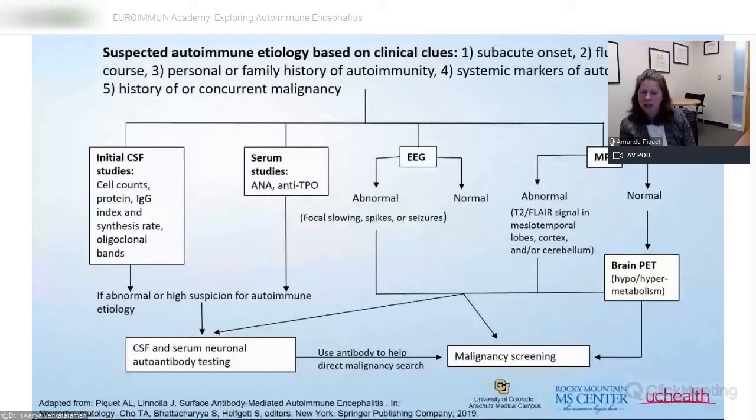Now, if the MRI is normal, sometimes further imaging with a brain PET scan can be helpful, such as in our case presented earlier of NMDA receptor encephalitis. If an antibody is identified, it can be helpful to direct malignancy screening, as some antibodies have a strong association with particular cancers. For example, with NMDA receptor encephalitis, you want to make sure, especially in a woman, that you rule out and evaluate for a teratoma. So you want to do the appropriate malignancy screen that you need to evaluate and exonerate those ovaries.